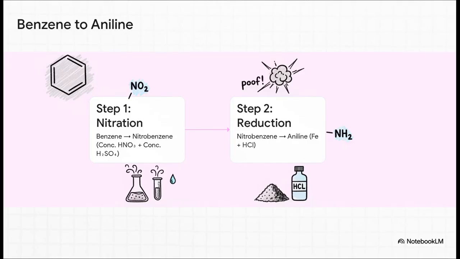So, did you figure it out? It's a really straightforward two-step dance. First, we do the nitration of benzene using our famous nitrating mixture to get nitrobenzene. Then, you simply reduce that nitro group using something like tin and HCl or iron and HCl, and poof, you have aniline. Quick tip, in industries, they prefer using iron scrap and HCl because it's much cheaper.